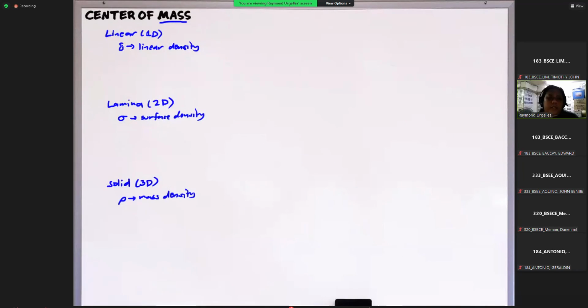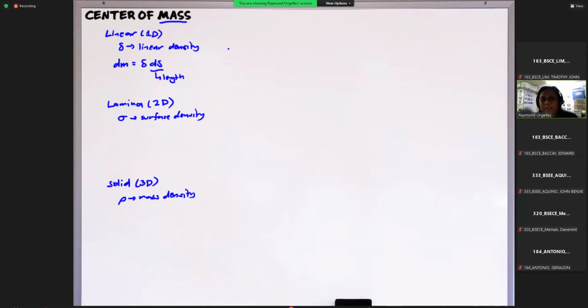To solve for the total mass, or the differential mass dm here, this is simply equal to delta multiplied by ds. The ds is the arc length. So this is the length, and that is what we consider.